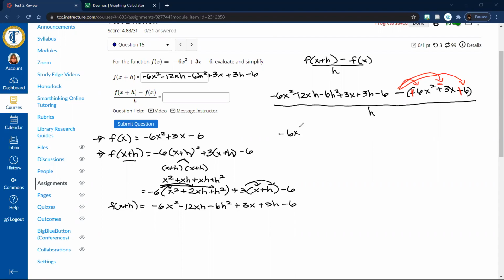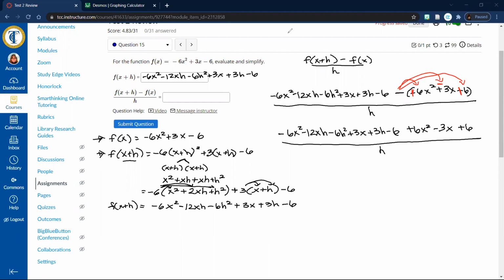So if we rewrite this, don't change anything in the beginning, plus 3x plus 3h minus 6. This becomes a plus 6x squared minus 3x plus 6. Again, all over h. Now, is there anything there that you guys see that you might be able to cancel out?